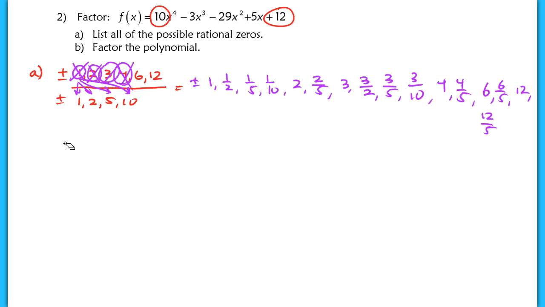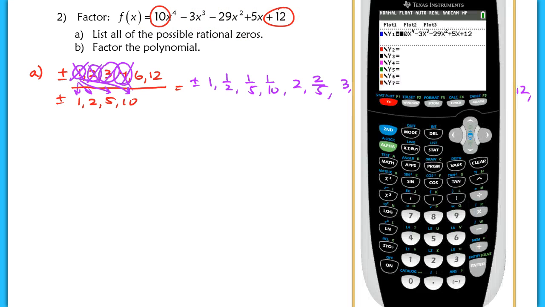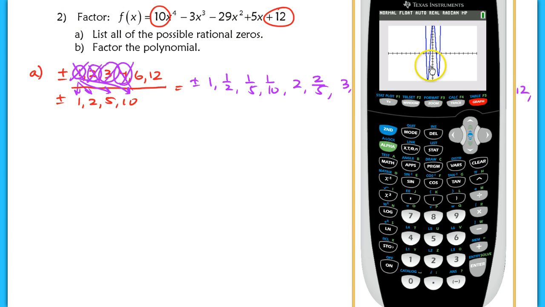So we're going to type into our calculator this function that we started with. Okay, so I type into my calculator that function, and I'm going to go ahead and graph it now. As you can see, it's going to cross 4 different times on that x-axis.